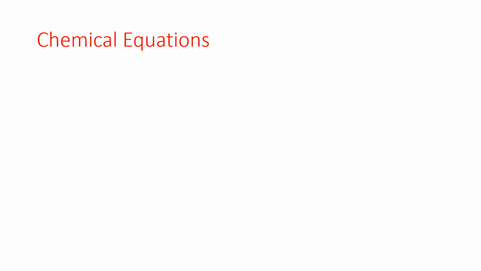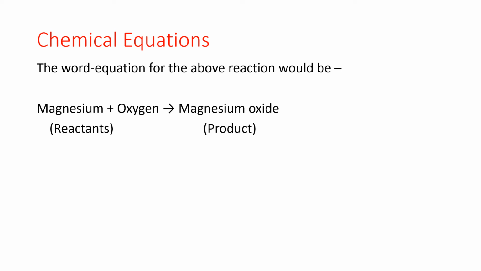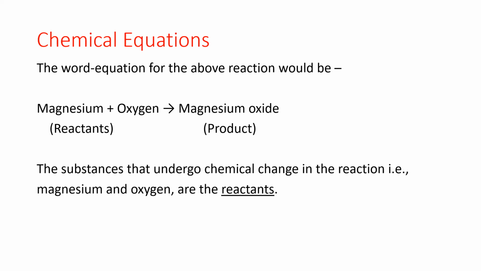Now let's come to chemical equations. We have seen that chemical reaction happens, and when chemical reaction happens, there are some changes that occur. Now, writing chemical equations. Whatever the reaction that we have seen previously, we can write it as a word equation. So when we write it as word equation, it would be magnesium plus oxygen gives rise to magnesium oxide. So here the magnesium and oxygen are the reactants, and the magnesium oxide that is formed is the product.